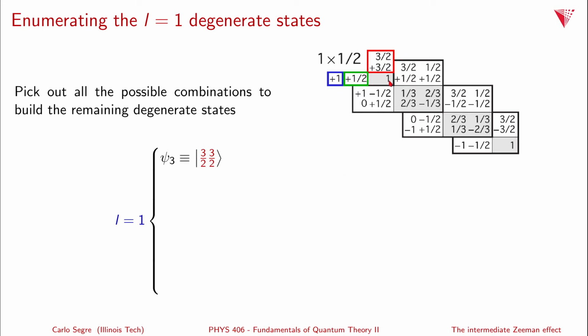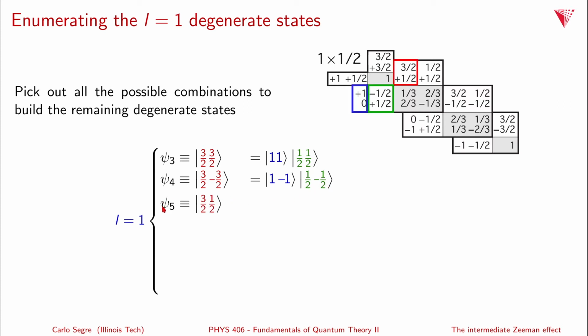Now clearly this only has one possibility, and that's going to be a 1, 1 for L, M sub L, and a 1/2, 1/2 for S, M sub S. Similarly, down at the bottom here, the 3/2, minus 3/2 is going to be a 1, minus 1 and a 1/2, minus 1/2.